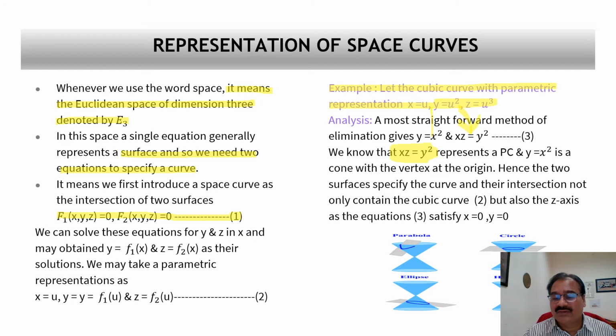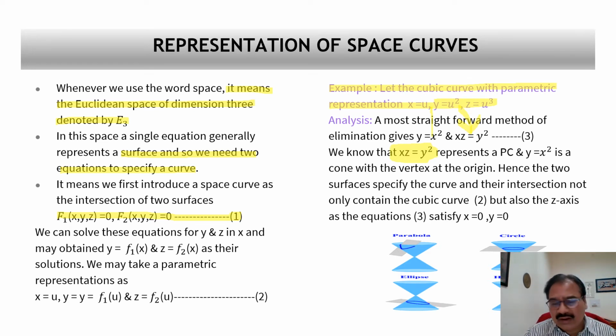Hence, these two surfaces: y is equal to x square. Here I am saying y is equal to x square is a cone. Why I am saying it is a cone? I will tell you later why y is equal to x square is a cone.